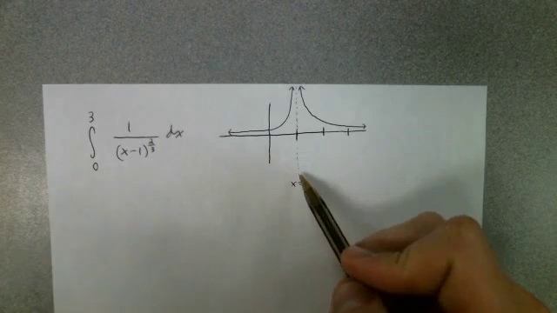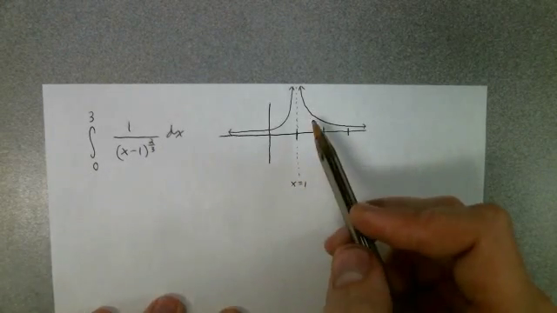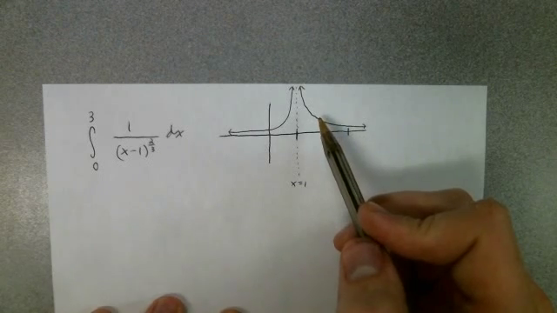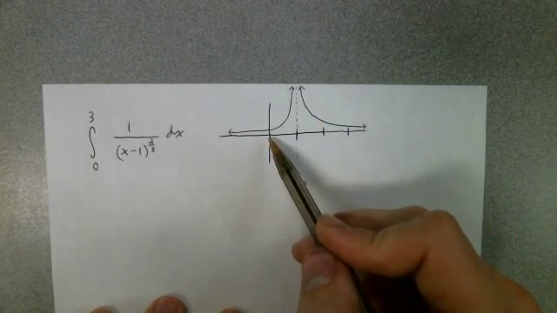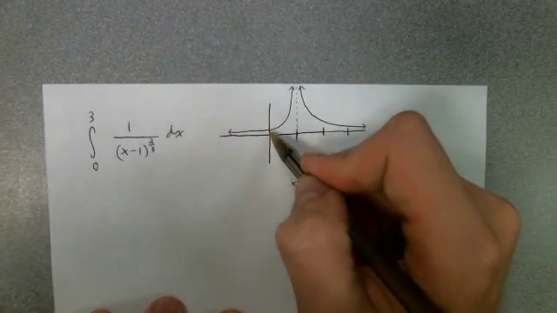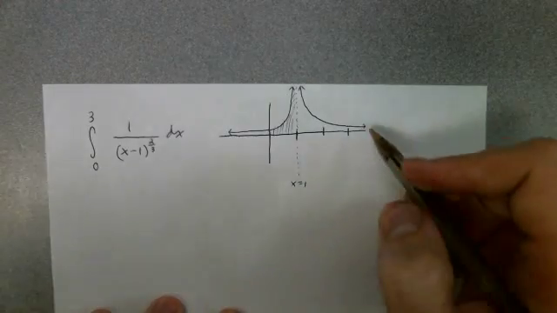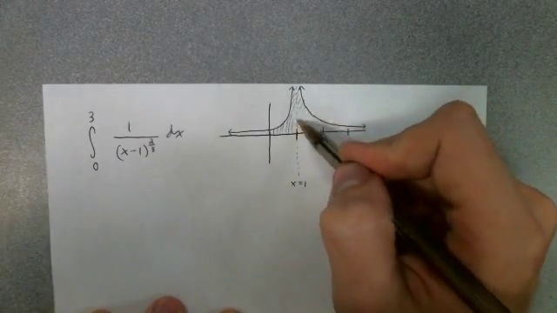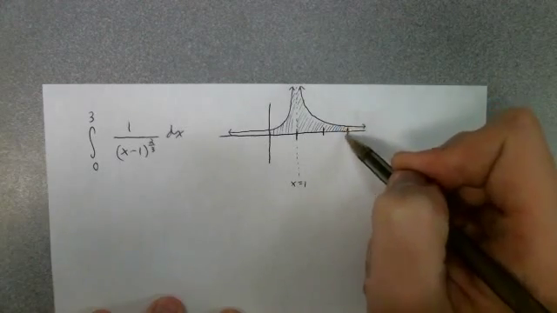So what's going on at 1? Well, we have a vertical asymptote at 1. So this is a graph of 1 over (x minus 1) to the 2/3. We're supposed to be finding the area under the curve from 0 to 3. So we want all this area, and we want all this area. Start at x equals 0, go out to x equals 3.